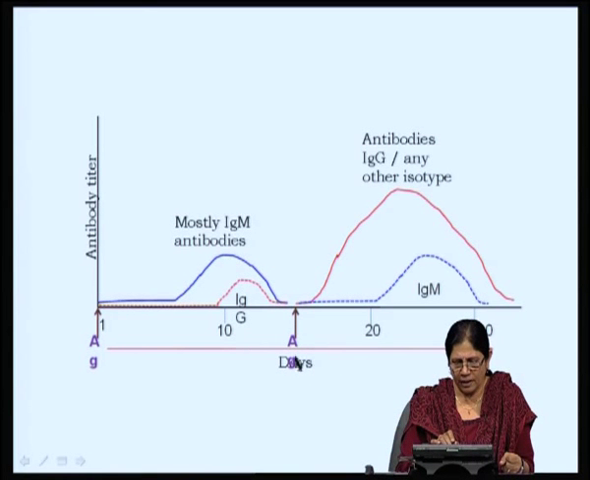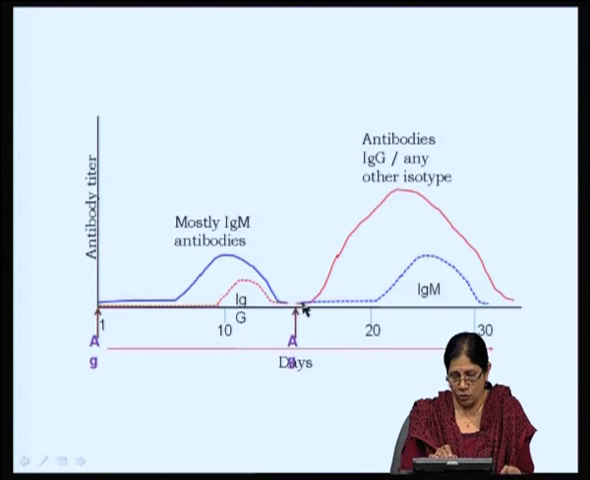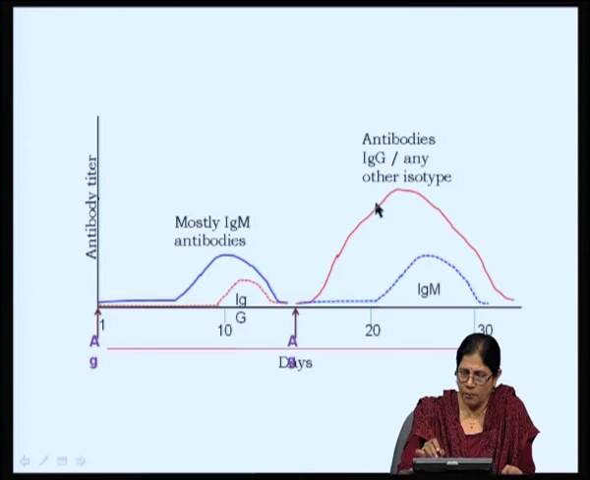Now, when the same antigen is injected after the circulating antibody titer comes down, then there is almost no lag phase, and there is generation of a robust immune response, and the antibodies that are present here would be IgG or any other isotype.